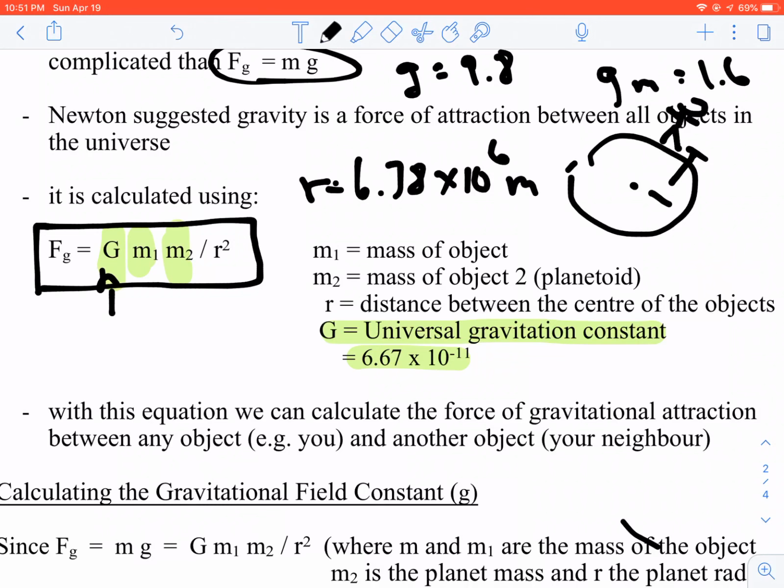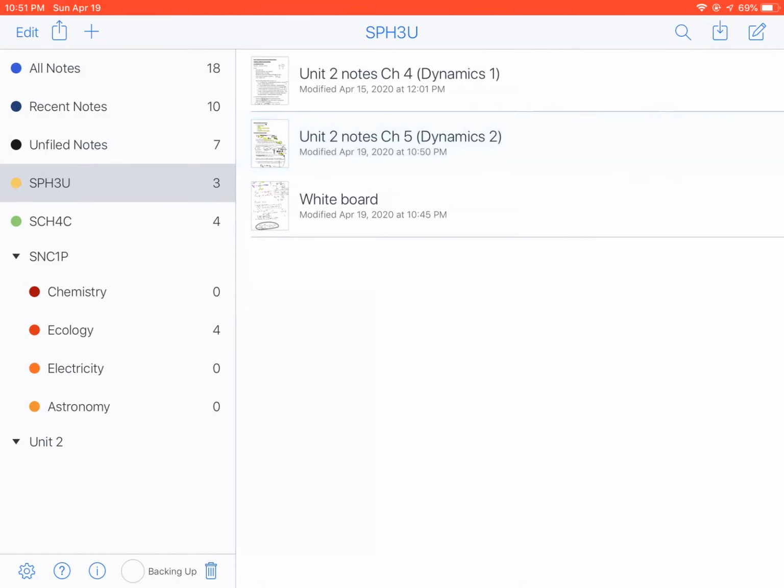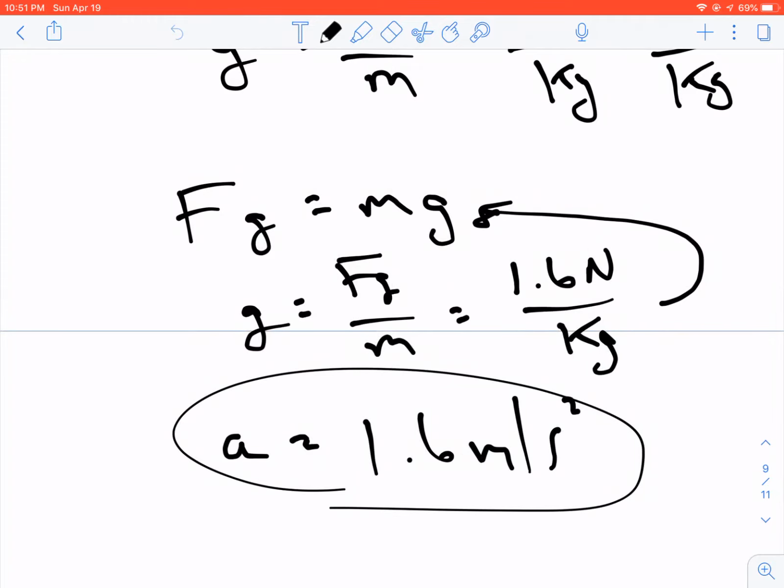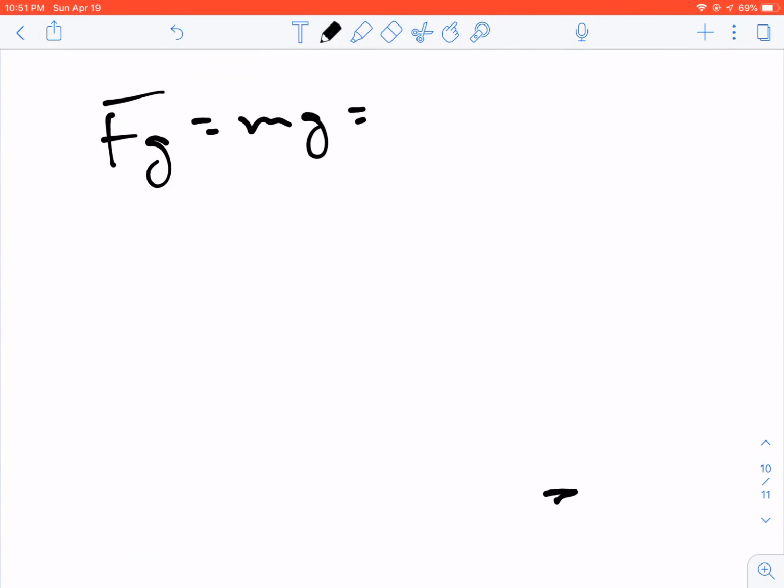So now, I know this number here, me, I know this number here, the planet, and I know this number here, r squared. So if I wanted to calculate my mass, okay, I would say, okay, my gravitational force today is mg, which is, let's just give me a mass of, let's say, 100 kilograms, times 9.8, which is 980 newtons.